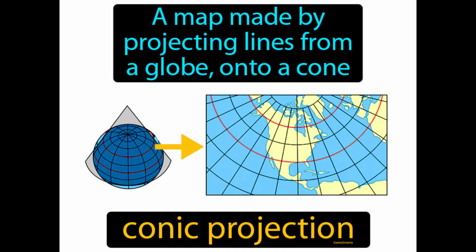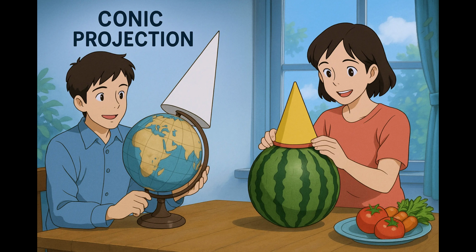A map made by projecting lines from a globe onto a cone. Conic projection is a method in cartography where the Earth's surface is projected onto a conical surface, helping to accurately represent mid-latitude areas. Imagine trying to wrap a party hat around a small, round watermelon to decorate it. This is similar to how a conic projection works, as it involves fitting a flat surface, the cone, around a curved one, the globe, and then unfolding it to create a map.